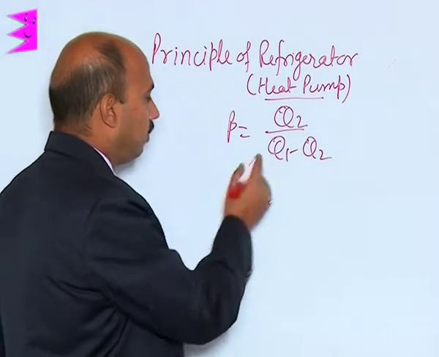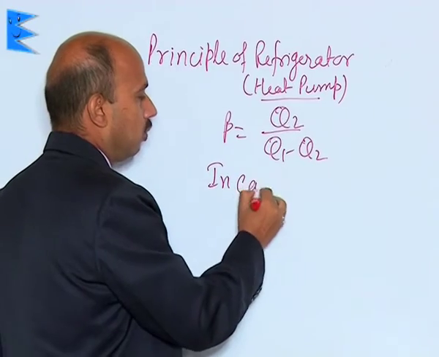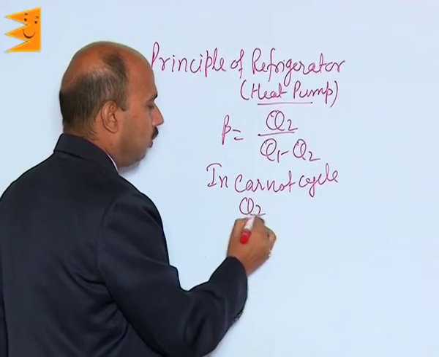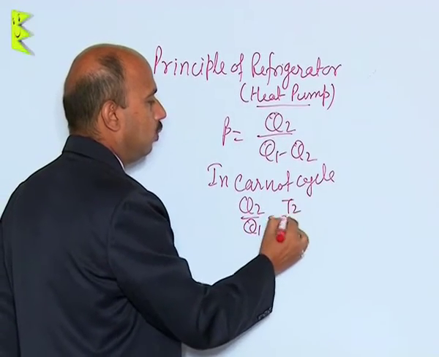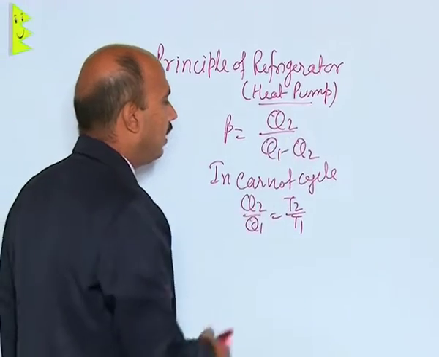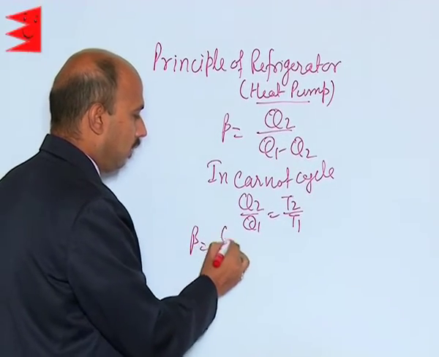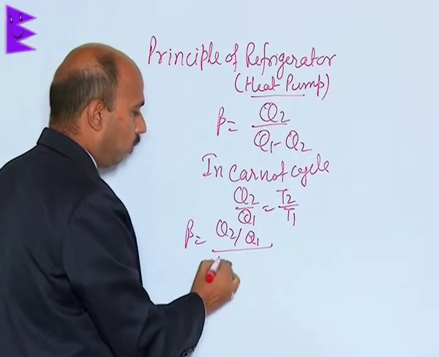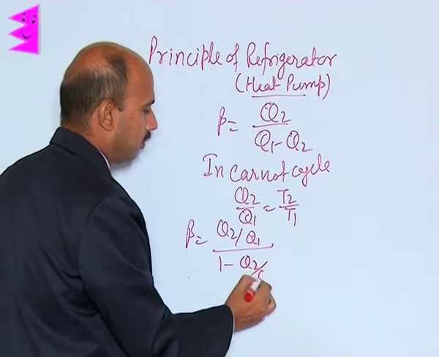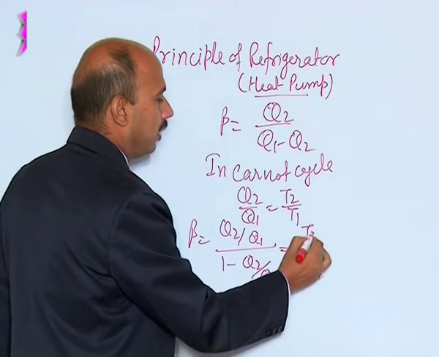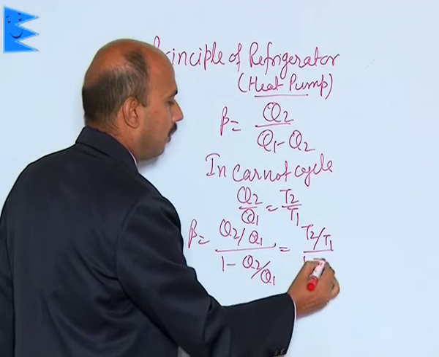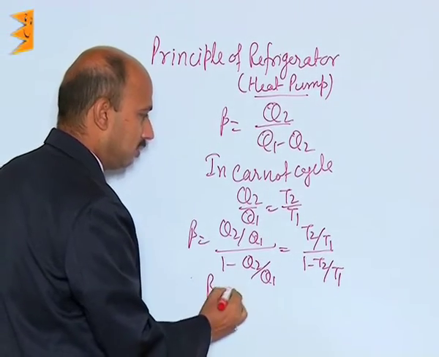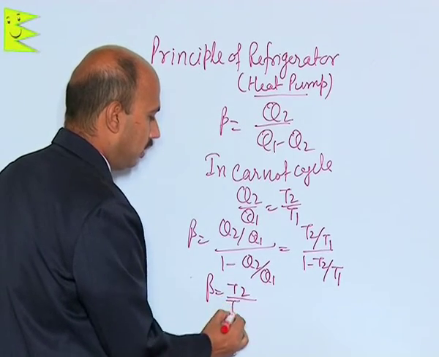Now if you take a Carnot cycle, in the Carnot cycle we have Q2 upon Q1 is equal to T2 upon T1. So here we can convert beta is equal to Q2 upon Q1, I am dividing by Q1, 1 minus Q2 upon Q1, that can be written as T2 upon T1 upon 1 minus T2 upon T1. Now we can also write beta is equal to T2 upon T1 minus T2.